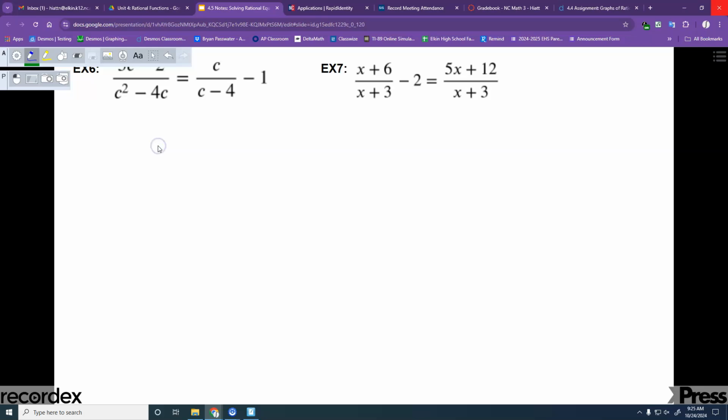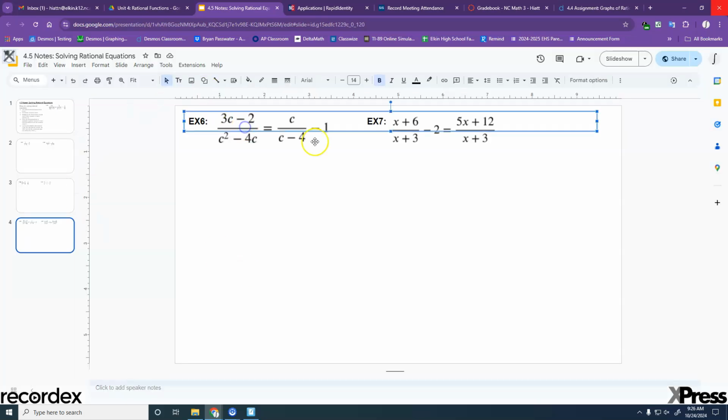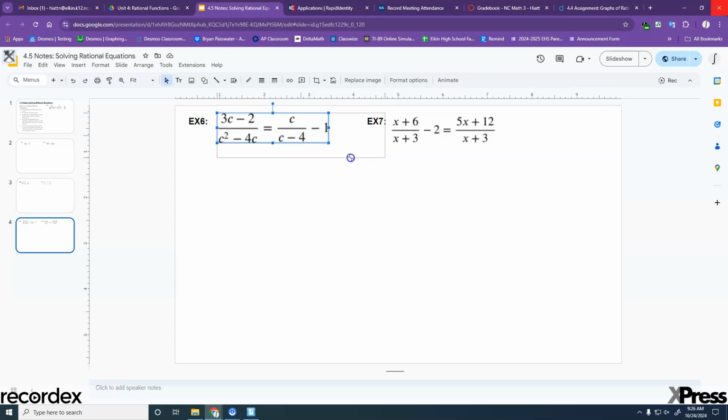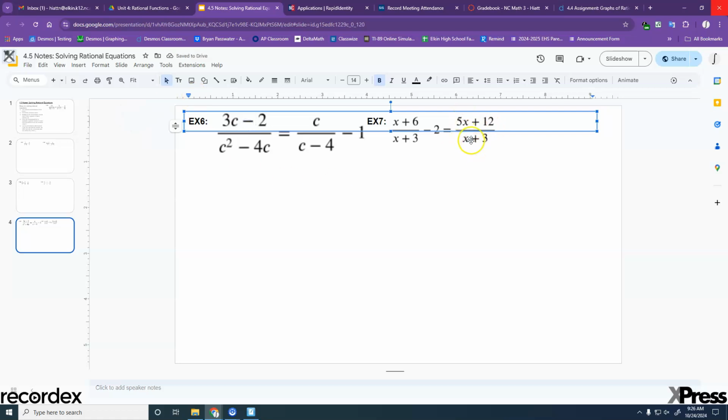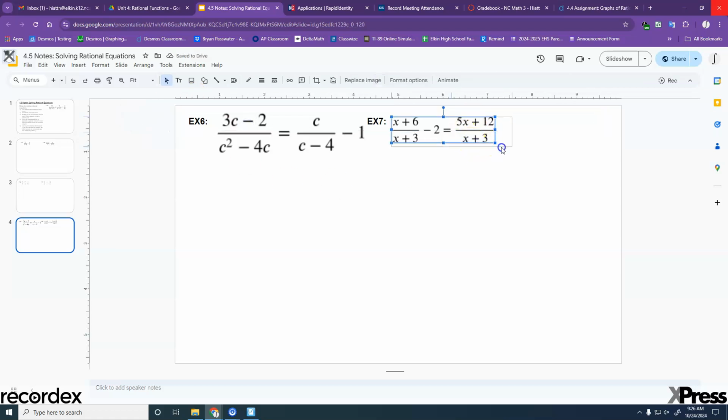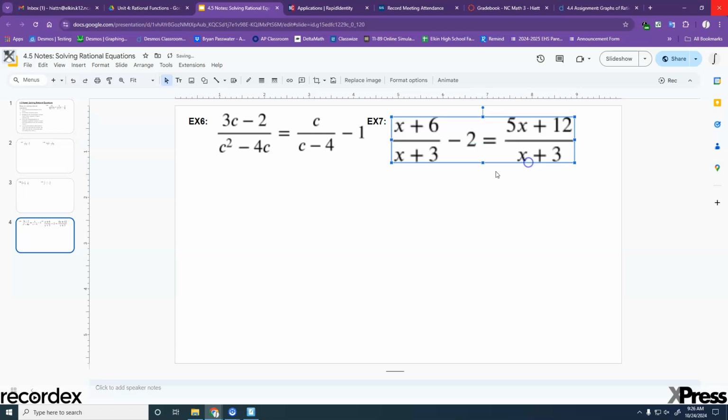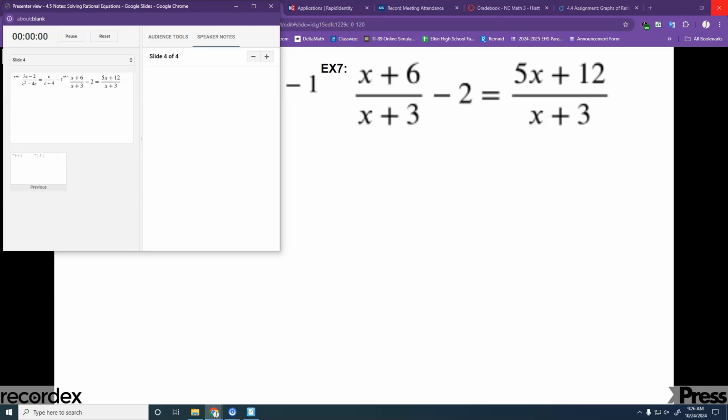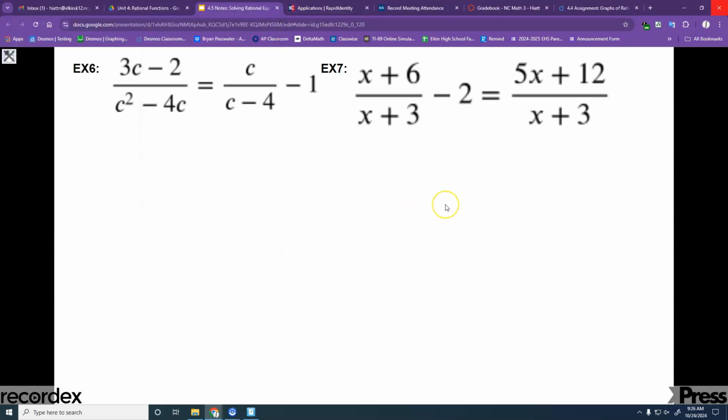Let me see if I can fix this so it's a little bigger. I can't work with this. This one. Okay, that helps a little.